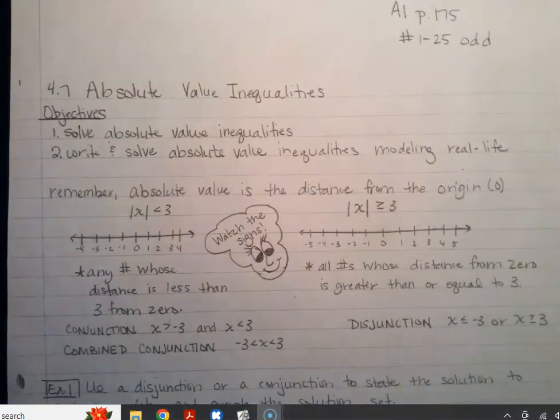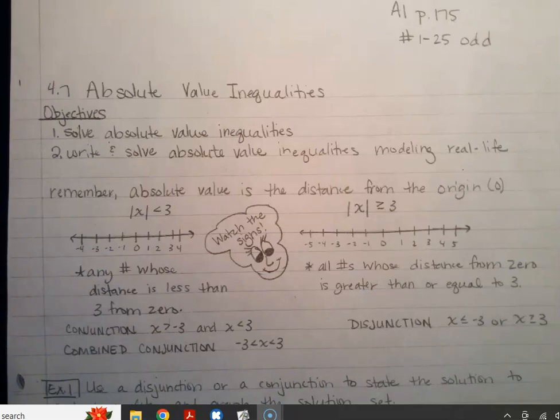All right, so for 4-7, we're doing absolute value inequalities. Last time we did equations, and now we're looking at inequalities with these. Okay, so our objectives: one, we're going to solve some absolute value inequalities. And two, we're going to write and solve absolute value inequalities that will model real life. Okay, so using those word problems, which continue to be the struggle.